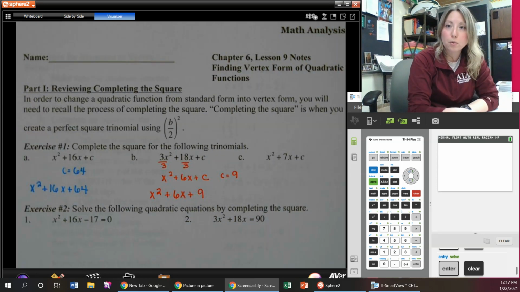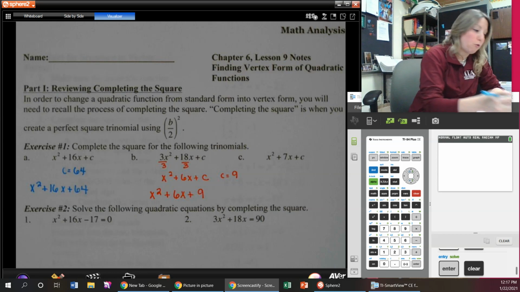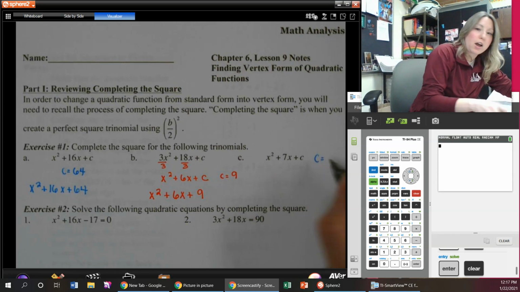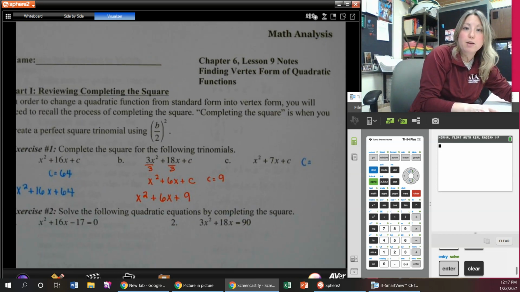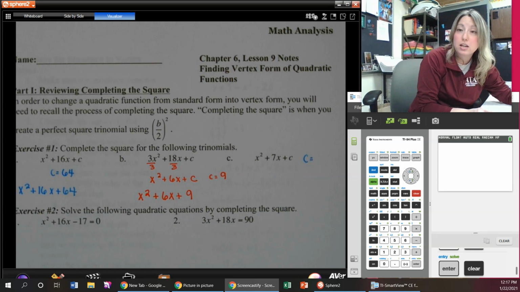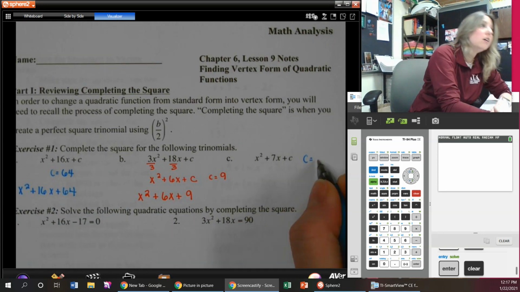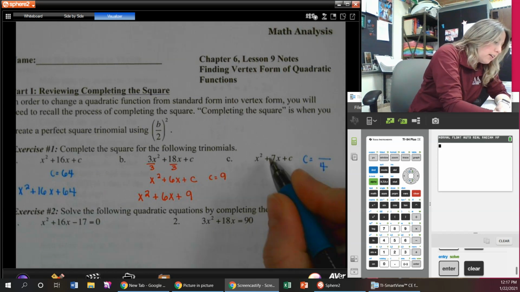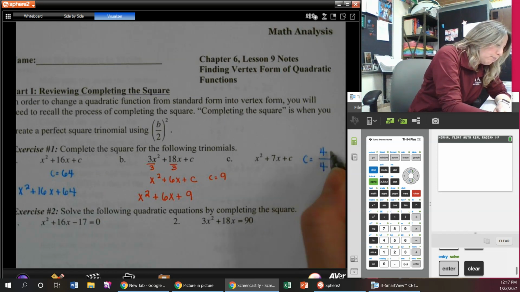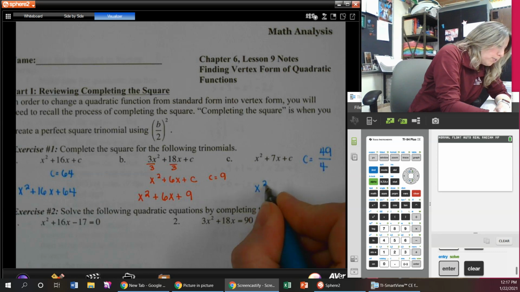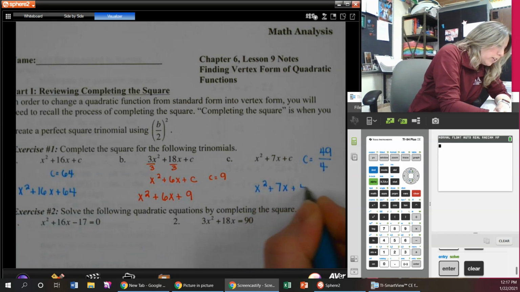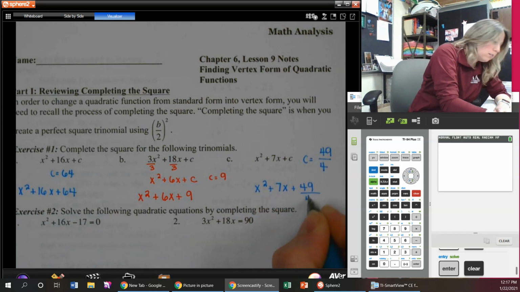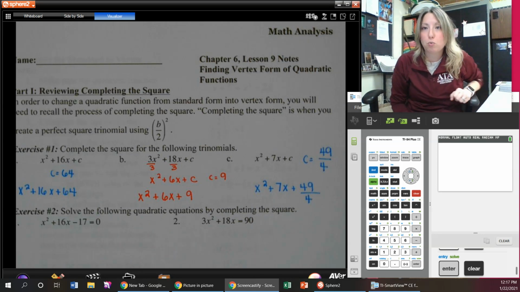If your b term is odd, square it and put it over 4 for your c term. Okay, because an odd number is not going to evenly divide by 2, so it's not going to give you an integer. But 2 squared is always going to be 4 for your denominator. And now 7 squared is 49. So x squared plus 7x plus 49 over 4 would be my perfect square trinomial.